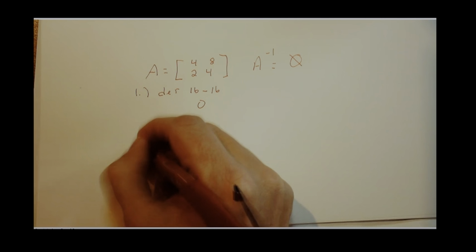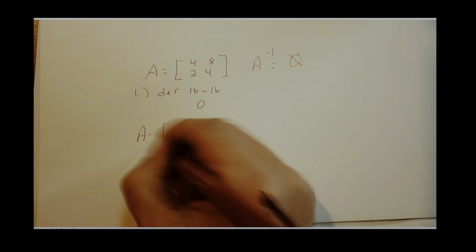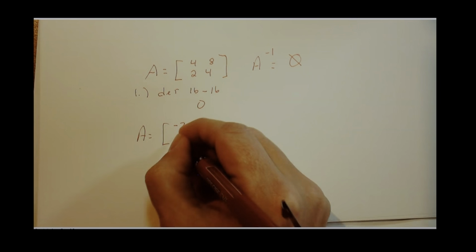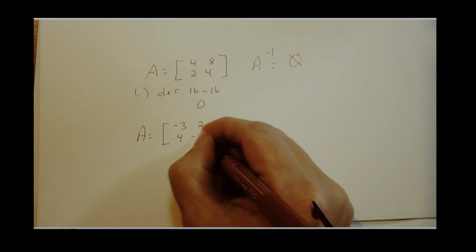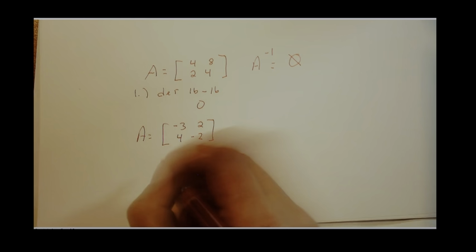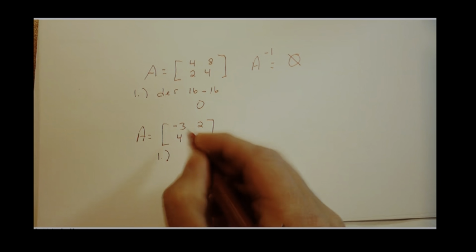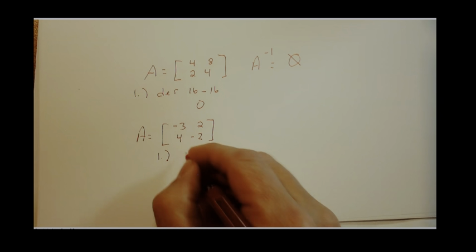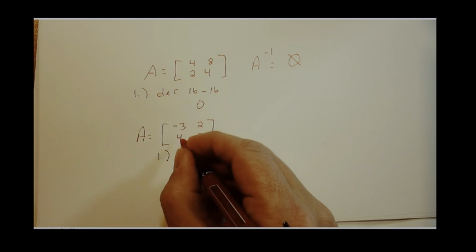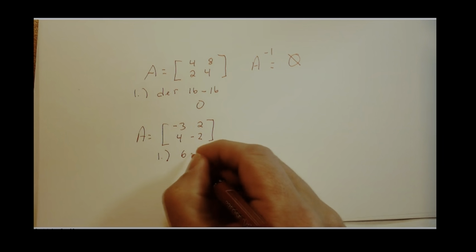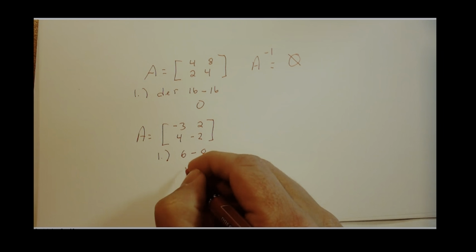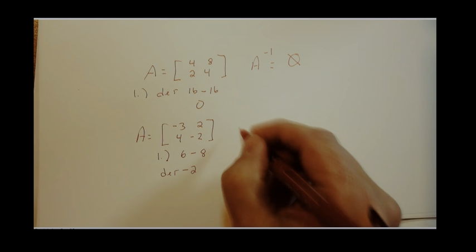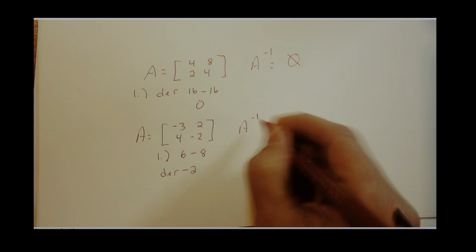Okay, one more, and then we should be good. So let's go with -3, 2, 4, and -2. Okay, so step 1, find the determinant. -3 times -2 is 6. 4 times 2 is 8. And remember, you subtract these. So our determinant again is -2, which is what we had before.